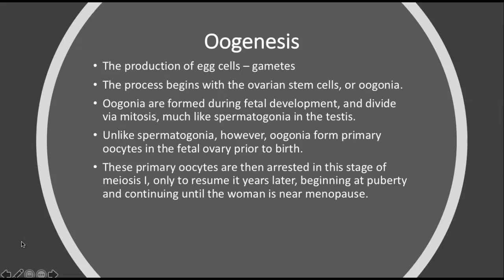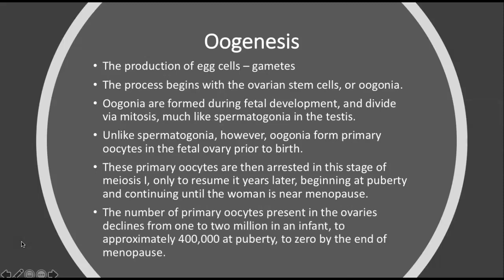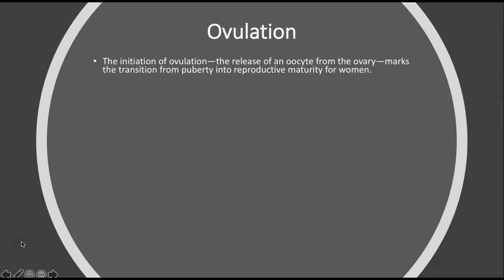These primary oocytes are then arrested, or they basically stop in this stage of meiosis 1, only to resume it at the beginning of puberty, 13, 14, 15 years later, and continuing until the end of a woman's reproductive life, which is called menopause. The number of primary oocytes in the ovaries declines from about 1 to 2 million in an infant to approximately 400,000 at puberty, and of course, once we hit menopause, to 0. Ovulation, which is the release of an oocyte from the ovary, marks the transition from puberty into reproductive maturity for women.